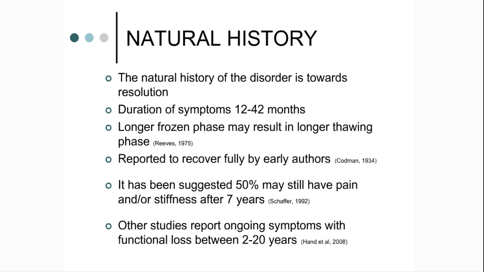So the natural history of frozen shoulder is reported to be towards resolution. It's suggested that if we do nothing when patients present with this, they will improve and get better. Again, this confounds some of the research that we read, because patients are being reported to improve, but just how much of that is due to time is unknown. Duration of the symptoms can be anything from 12 months to 3.5 years, and it's also been suggested that the longer they have in that stiff frozen phase, the longer they're going to take to resolve.